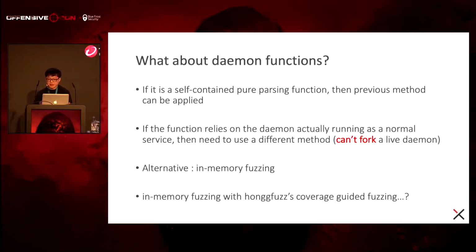But not all code is neatly wrapped up into a function in a framework or library. So I think the next logical question would be, how do you fuzz functions that are compiled inside the service binary? If the function is pretty self-contained and doesn't rely on the daemon to be actually running, then it's possible to fuzz using the previous method that I just described. But what about functions that properly work only when the daemon is actually running? A nice alternative would be in-memory fuzzing. But wouldn't it be awesome if we could somehow hook it up with Honggfuzz so we can use its coverage-guided fuzzing powers?